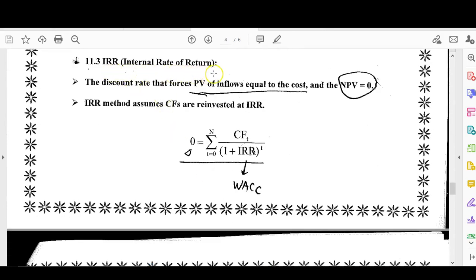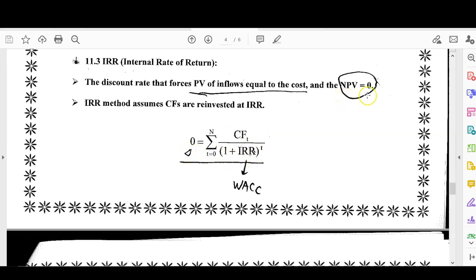IRR, internal rate of return. The discount rate that forces the present value of inflows to equal the cost, so that the net present value is 0. The IRR method assumes cash flows are reinvested at IRR. This is the discount rate we assume that makes the discounted value of all the cash flows equal to 0. So it's similar to the NPV formula, but we set NPV as 0 here. If we discount all the cash flows using IRR, internal rate of return, we have a present value of 0.